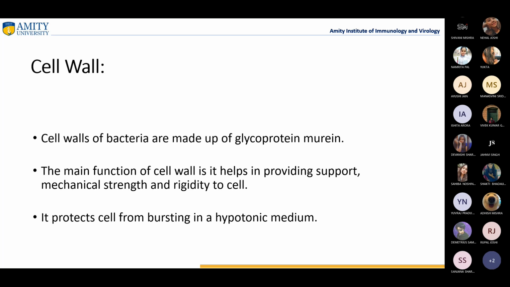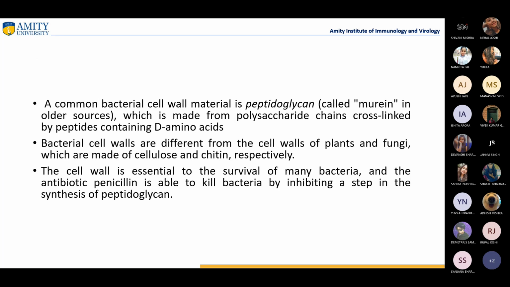They provide support, mechanical strength and rigidity to the cell, and also protect the cell from bursting in a hypotonic medium. A common bacterial cell wall material is peptidoglycan, which is made from polysaccharide chains cross-linked by peptides containing D amino acids. Their cell walls are different from the cell walls of fungi, which are made up of cellulose or chitin. So they differ, right? And again, the cell wall is essential to the survival of many bacteria.